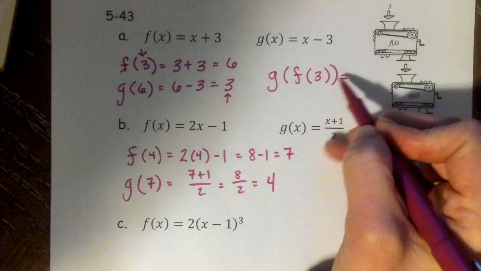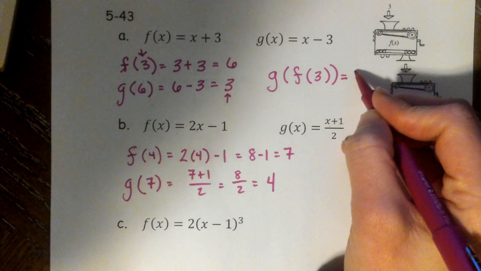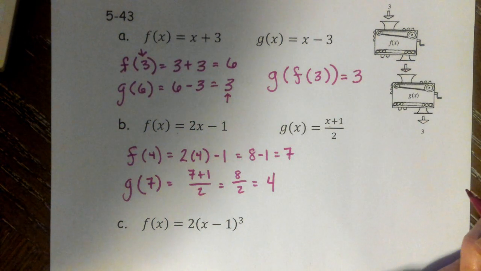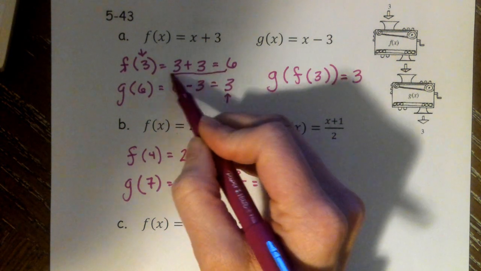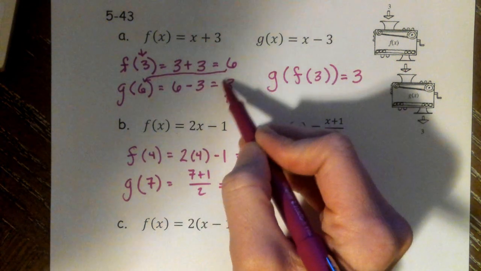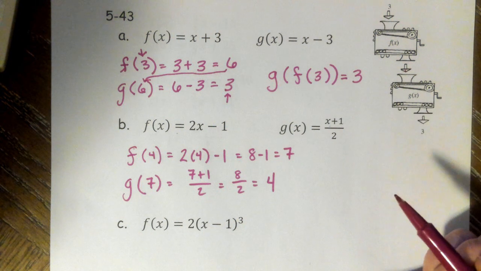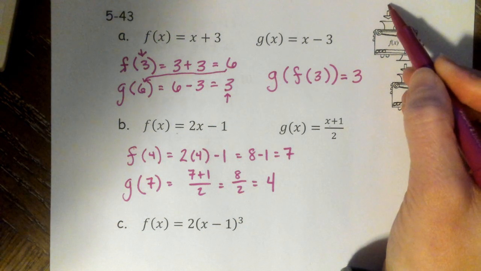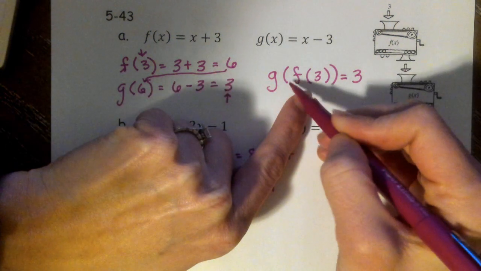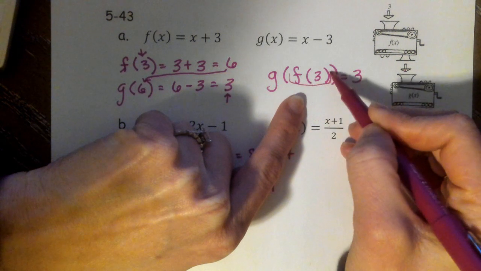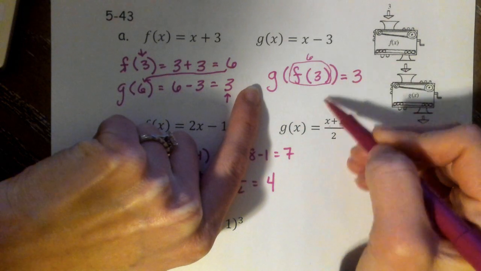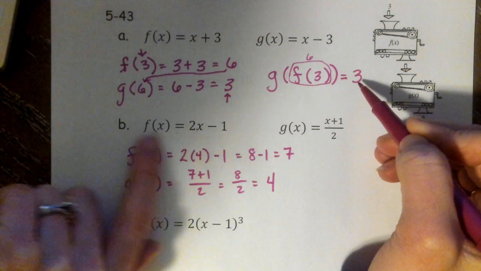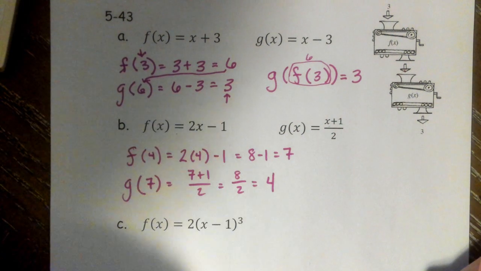This equals 3. Okay? So eventually you put this into here, and then we get out a 3. 3 is put into the f function. So that whole piece, this was the 6, gets put into the g function. So then we get out a 3.